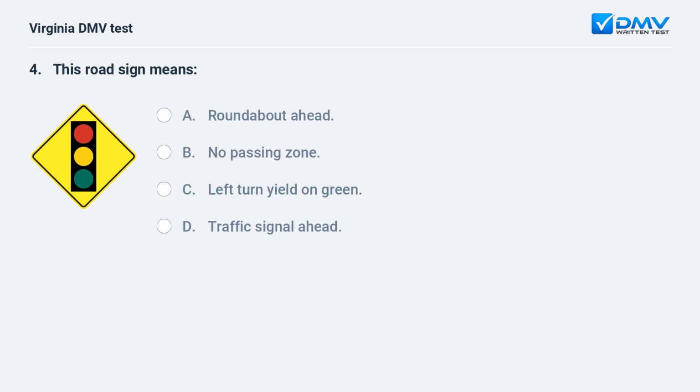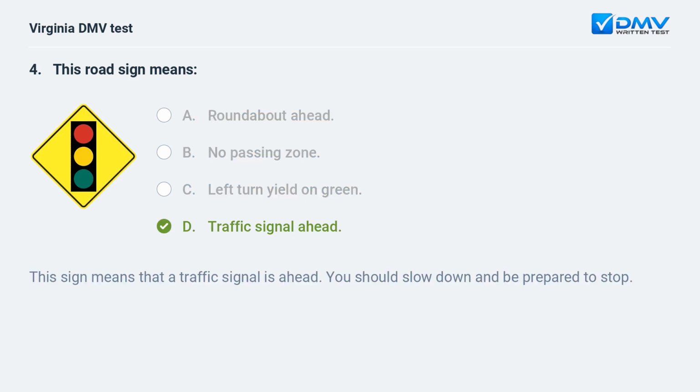This road sign means A. Roundabout ahead. B. No passing zone. C. Left turn yield on green. D. Traffic signal ahead. D. Traffic signal ahead. This sign means that a traffic signal is ahead. You should slow down and be prepared to stop.